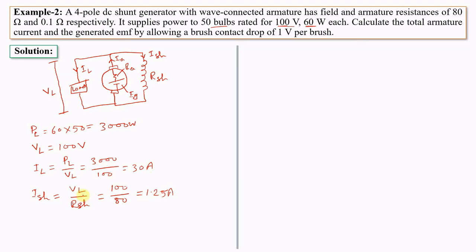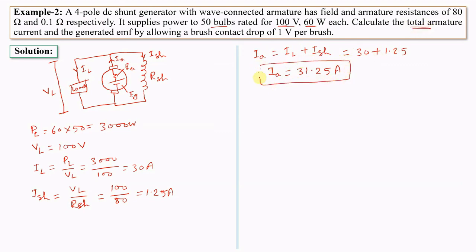Therefore, the armature current will be the sum of these two currents, IL plus ISH, that is 30 plus 1.25. So the armature current here is 31.25 ampere. So this is the first part of the question, the total armature current. This is the total armature current of the generator.